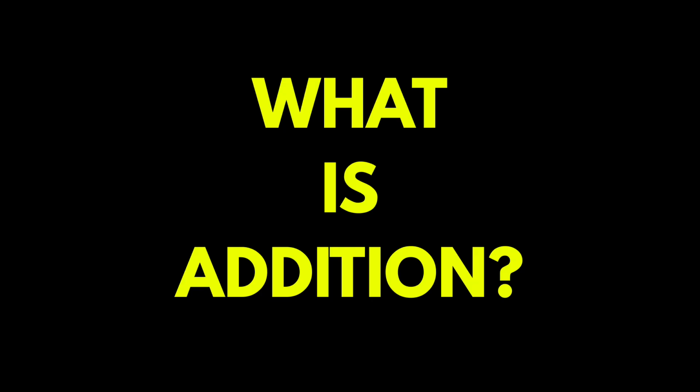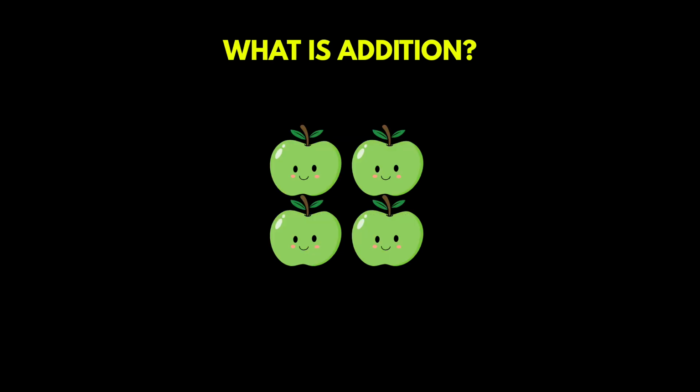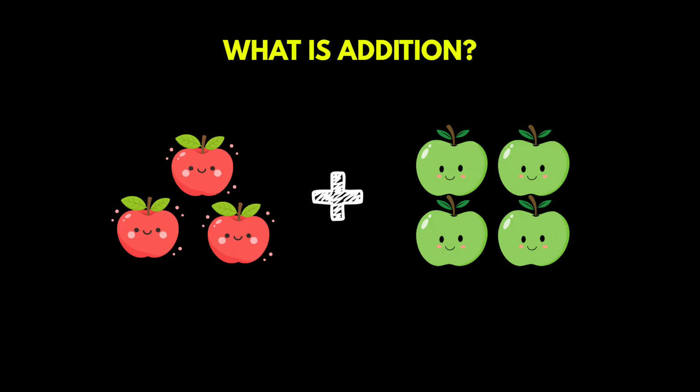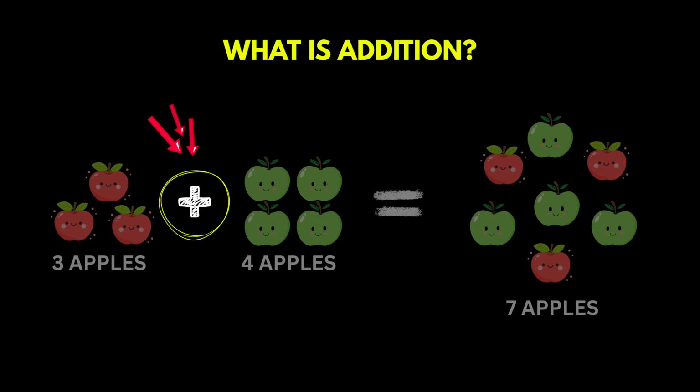So what is addition? Well, at its core, addition is combining. You take two or more separate amounts and you bring them together to find the total. Think of it visually. If I have 3 apples in one pile and 4 apples in another pile, and I push both piles together, how many apples do I have total? This one's pretty easy. The answer is 7. And that's addition. The plus sign, this symbol right here, is the operator. It tells us the operation we are performing is addition.